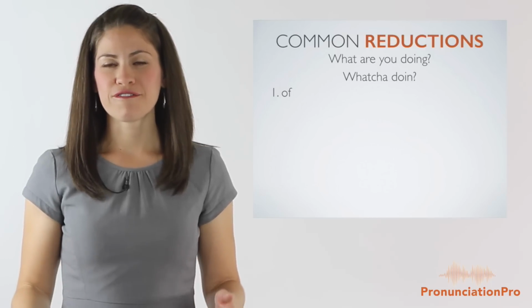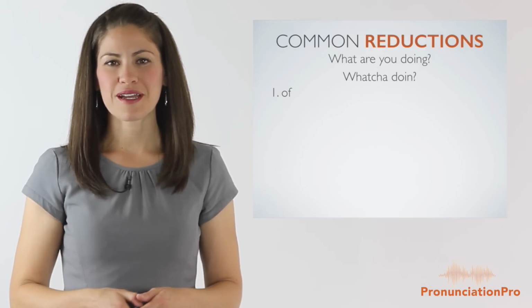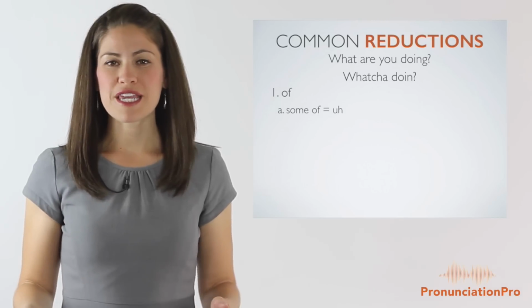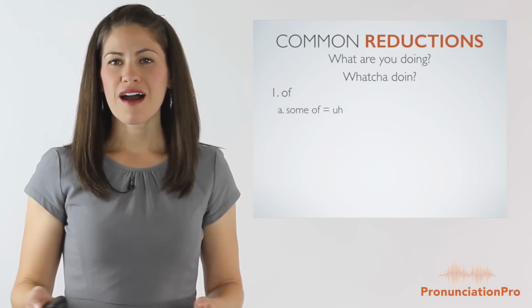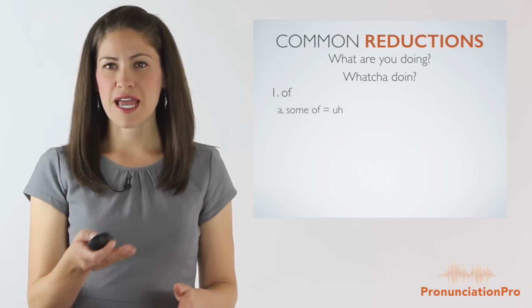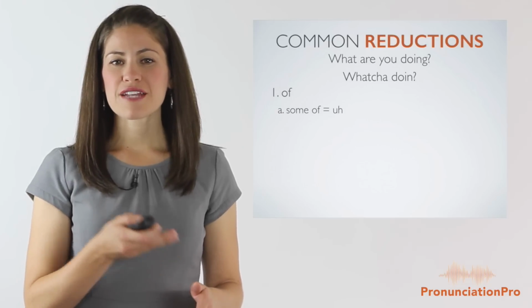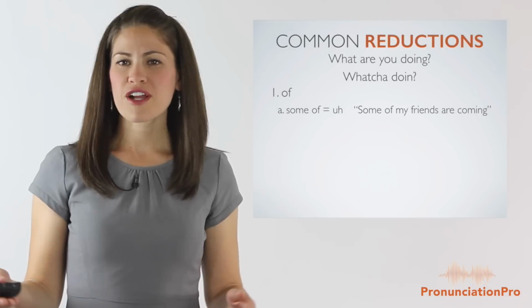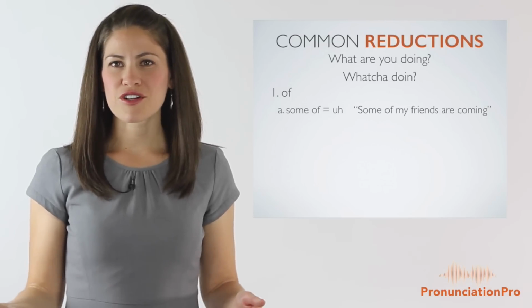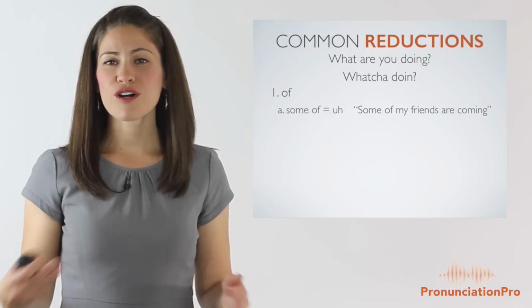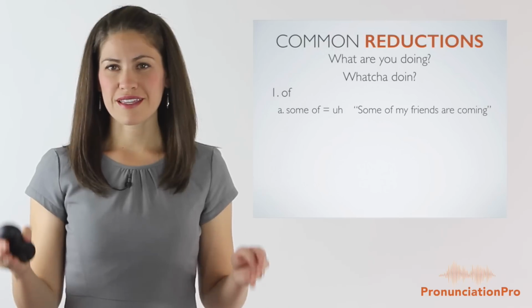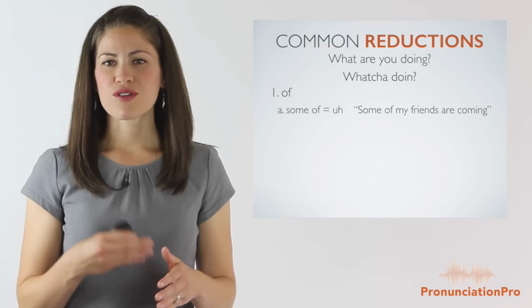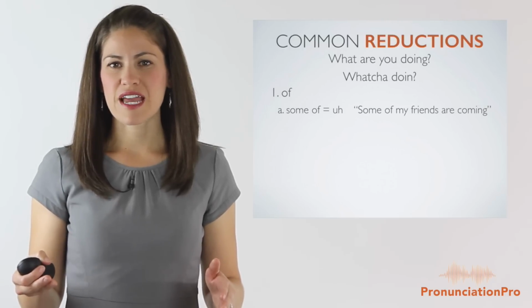Okay, a lot of times this "of" in connected speech becomes reduced. For example, in "some of." Instead of "some of," a lot of times what happens is we say, "Some of my friends are coming." So I'm going to say it slower. That's more in the speed that a native speaker would say, but I'm going to say it slower so that you can hear that exact sound.